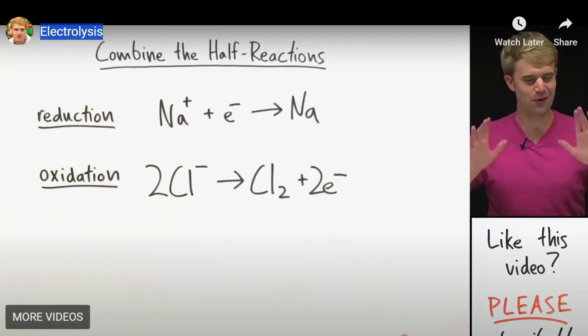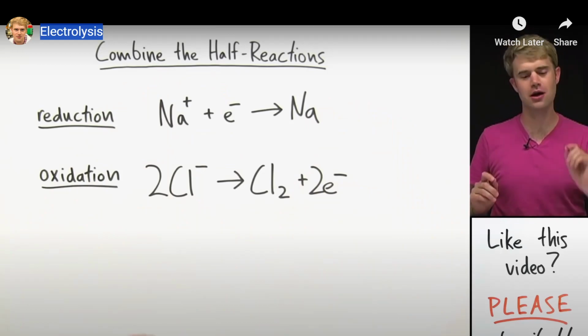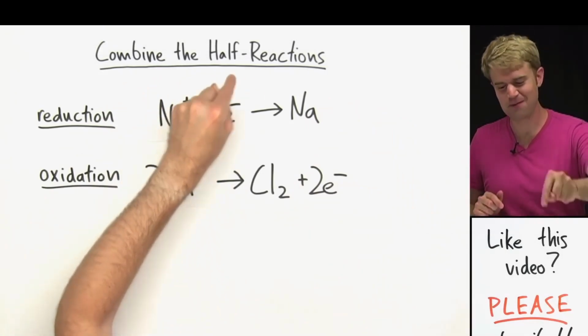Do you know how to combine these two half reactions to get an overall reaction? Yes. What would you have to do before you can add them? Multiply the top one by 2. We're going to add or combine these half reactions together. They have to have the same number of electrons, but they don't. Right now there's 1 electron here and 2 electrons here.